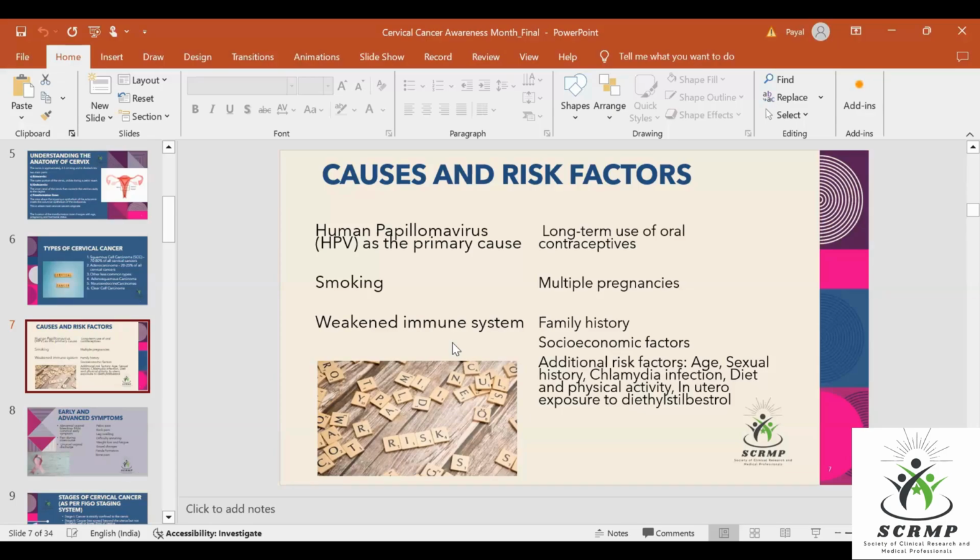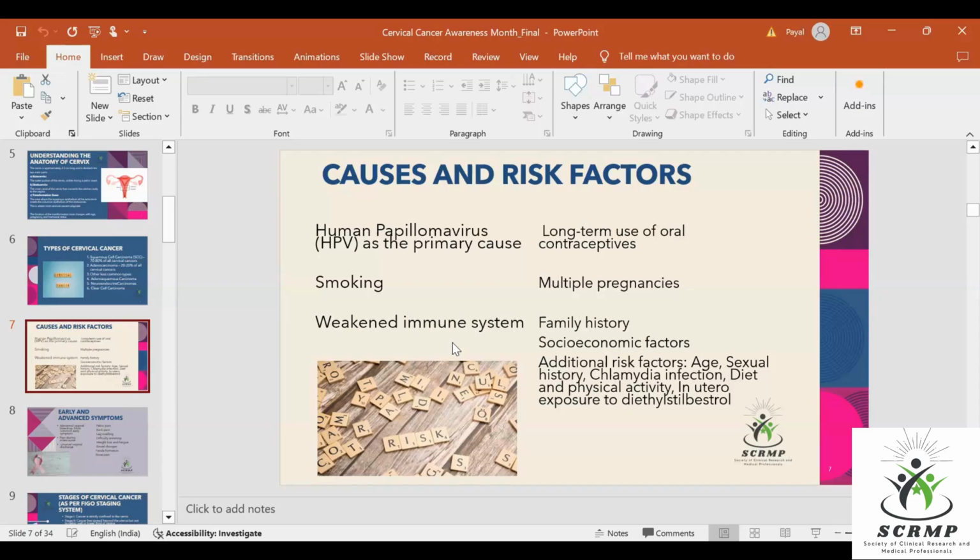Another category of people who have a weakened immune system is people who have undergone organ transplantation, because they receive certain medications so that the organ doesn't get rejected. But another side effect is that they have weak immunity. In that case also, they have a 3-fold increase in the risk of cervical cancer because they are on immunosuppressive drugs.